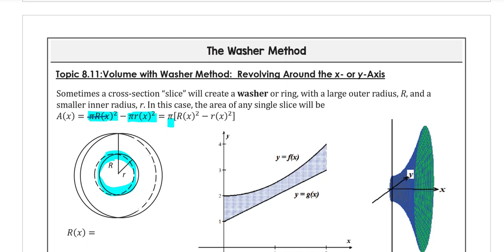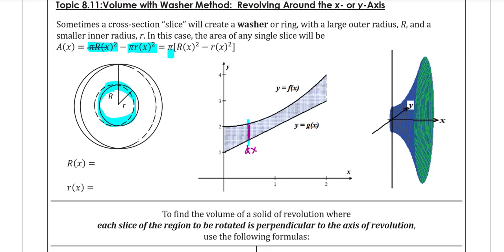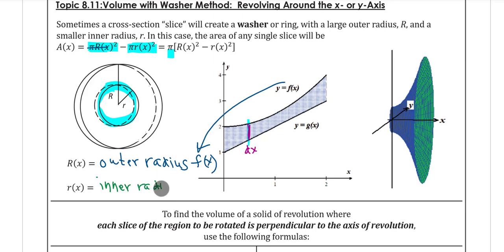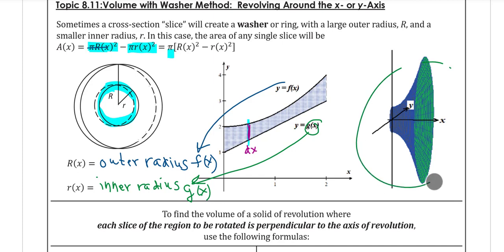If we're going to do the volume, each one of these little rings has a width that is dx wide. So we have an area of a circle times a width of dx, and we create a ring of that respect. Our large R of x is going to be our outer radius, and in this picture, it's going to be f of x. And the inner radius is going to be little r. Oops, I forgot the word inner. In the picture we have here, that's going to be g. And what it will create is a picture like you see in the third one.